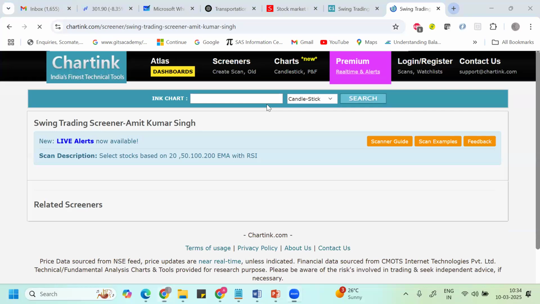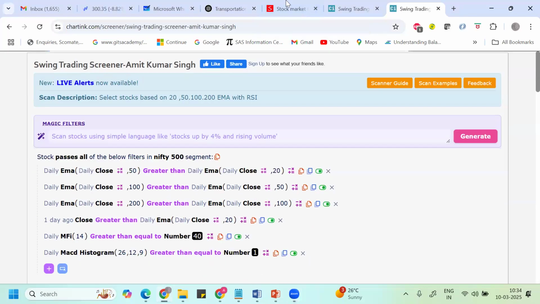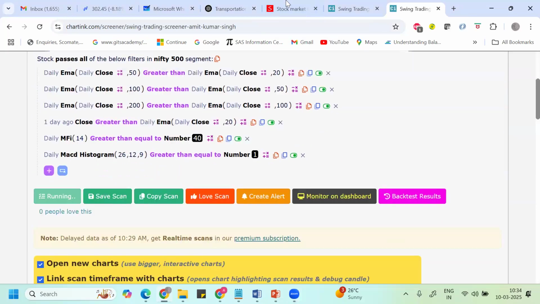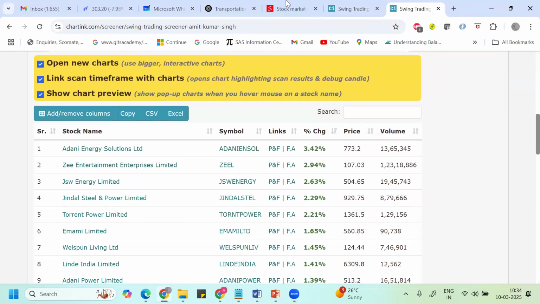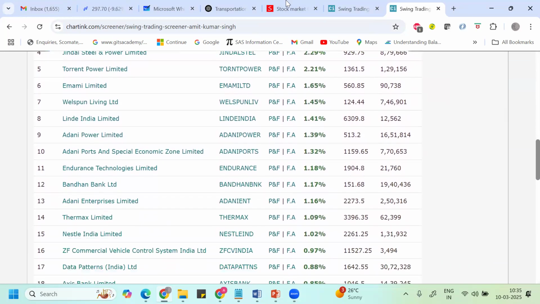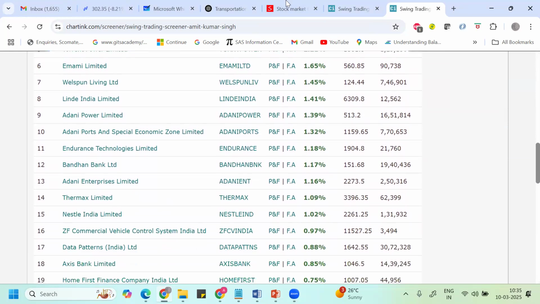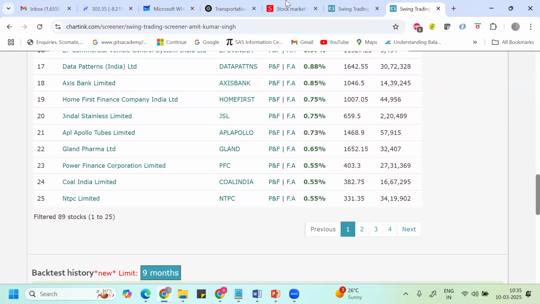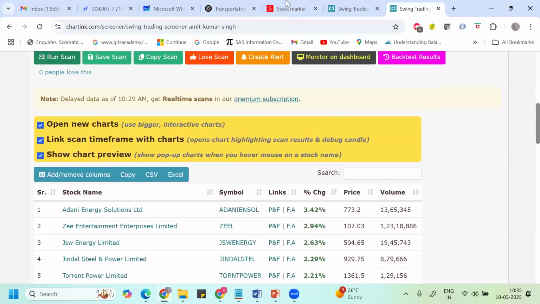Once you come here, just run this scan, and when you run it, you'll get all the stocks. Like Adani Energy, G Entertainment, JSW Energy, Jindal Steel, Torrent Power, Emami, Linde India, Adani Power, Bandhan Bank, Adani Enterprises, Thermax, National India, Data Patterns. These are all good companies which you can consider for swing trade.